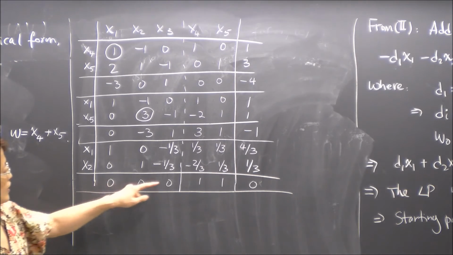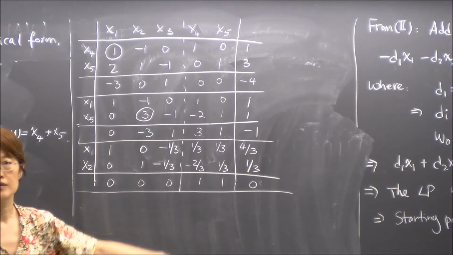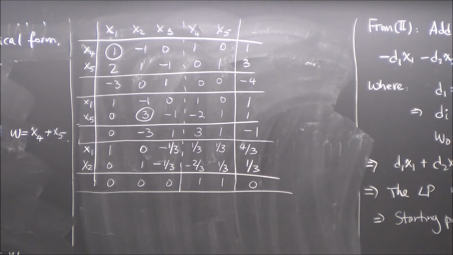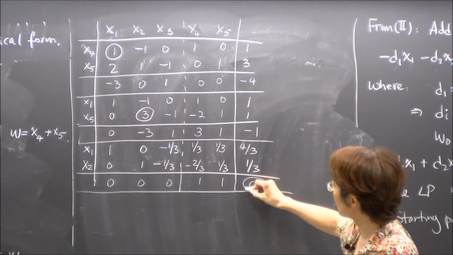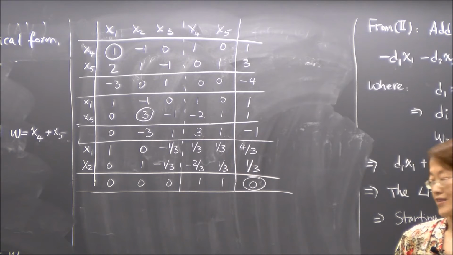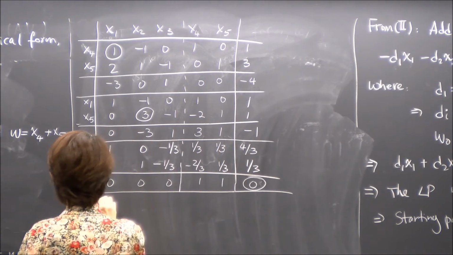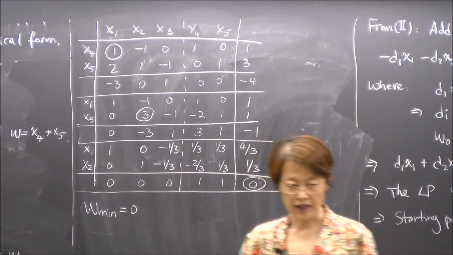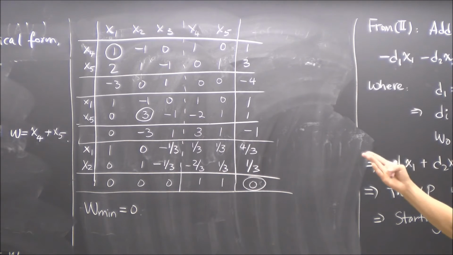Do I have any negative numbers here? No, which means W has reached its minimum at this basic solution. Is that right? What's the minimum of W? Did we drive it to 0? Yes. So we see that W min is 0. That means the original problem has feasible solutions.